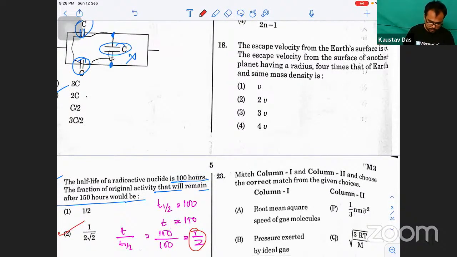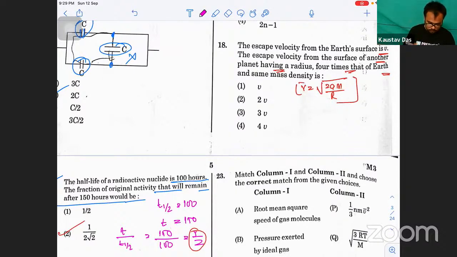And then we are coming towards the question on escape velocity. Here I think we have not found the answer somehow. The escape velocity from the Earth surface is v. You know the value of escape velocity we write down as root over 2GM divided by R. This is the value of escape velocity. Another planet has a radius 4 times that of Earth and the same mass density. You have to find the escape velocity from the surface of that planet, with the same mass density.